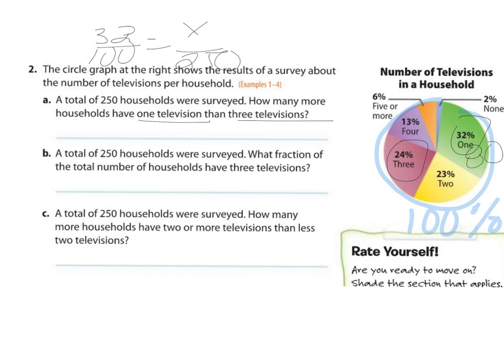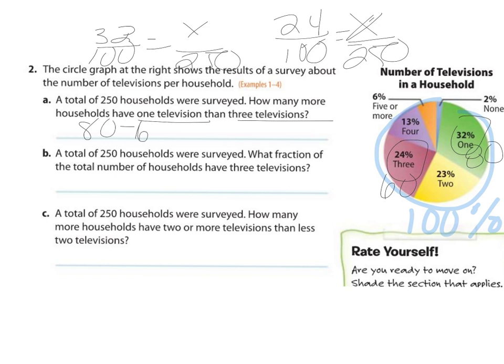Then we're going to do the same thing for the 3 televisions. So we have 24 over 100, and that equals x over 250. So you're going to do 24 times 250. Remember, this is a proportion. Then divide it by the 100, and that gives us 5, which does not sound right. So let me try that again. 24 times 250 divided by 100 gives me 60. That sounds right. I did a miscalculation there. That's asking how many more. So now we do 80 minus 60 equals 20 more households.